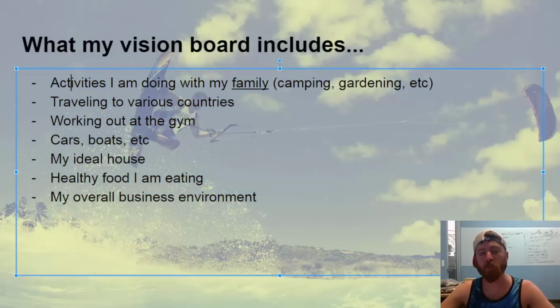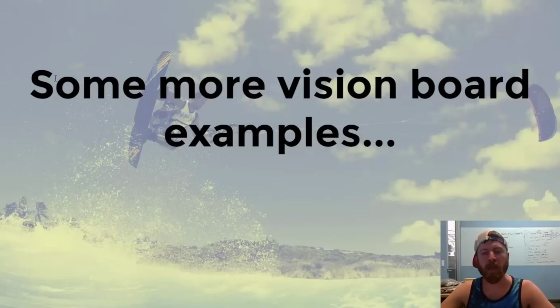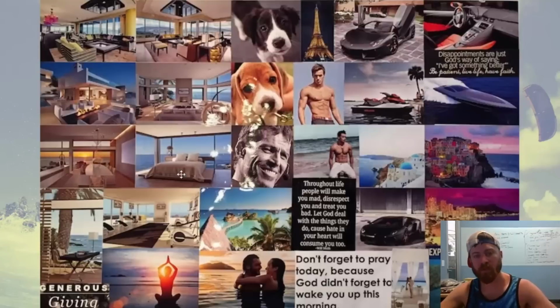So let's look at some more examples to help you create your own vision, because what I'm going to have you do at the end is, again, I want you to get everything you need to create your own vision board so it's very successful, so you become successful.